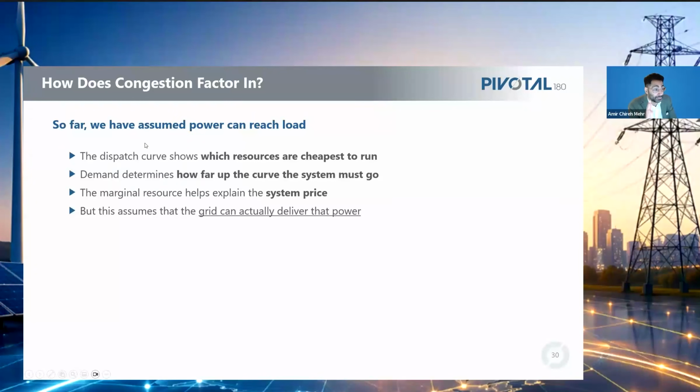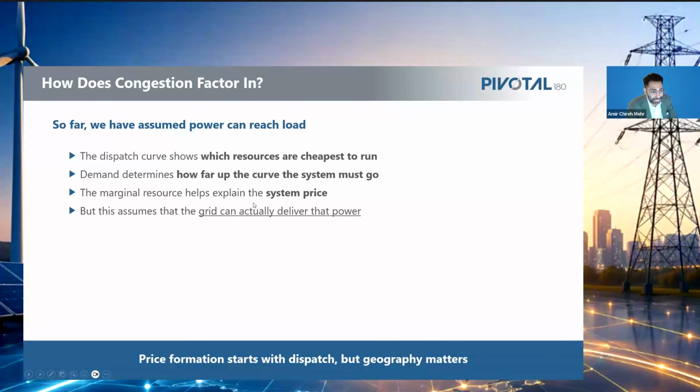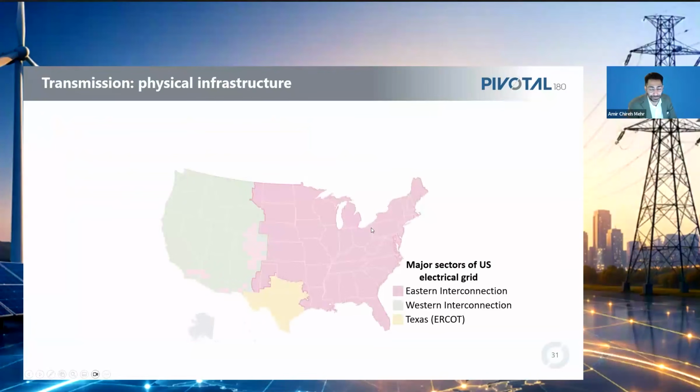But before we do so, so far we've understood the dispatch curve, how the merit order works and which resources are the cheapest to run and the order in which they're called up to meet the demand, which determines how far up the curve we go, and therefore what marginal resource is setting the system-wide price. But that's predicated on the assumption that we can actually deliver the power where we need to. Price formation starts with dispatch, but what we're going to find is geography and physical constraints really matter.